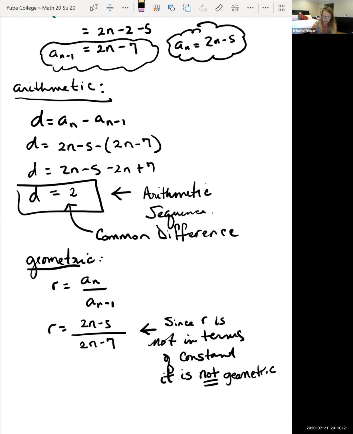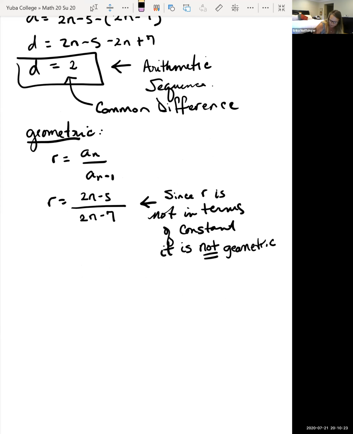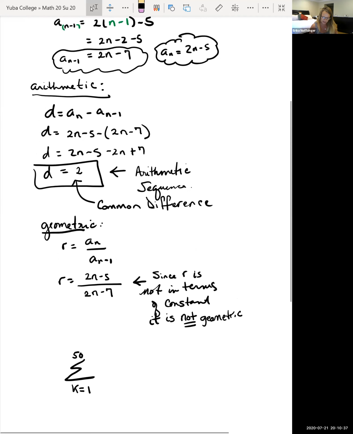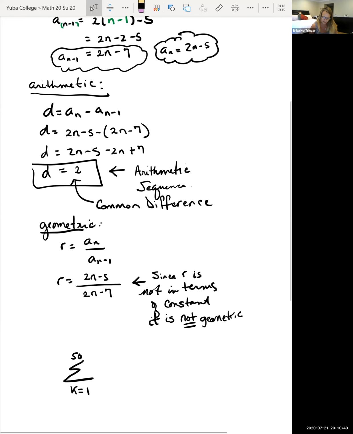They wanted us to figure out in the example what the summation of the first 50 terms are. So we're going to look at when k is equal to 1 to 50, that summation of a sub n, but in terms of k. So you could write it as 2k minus 5.